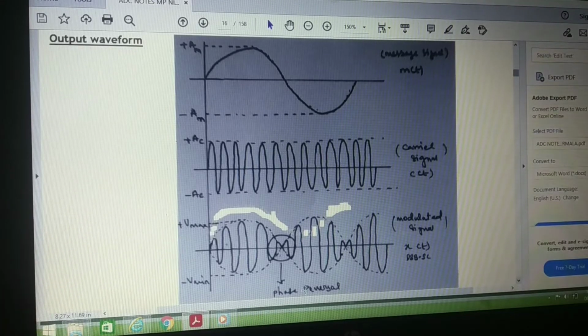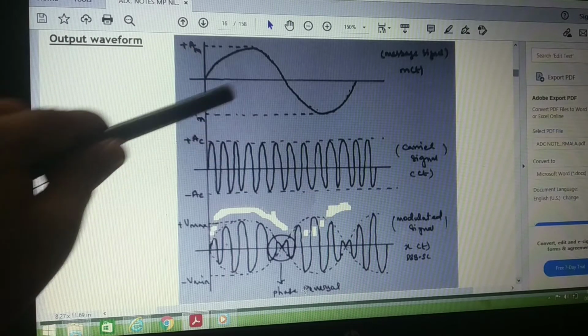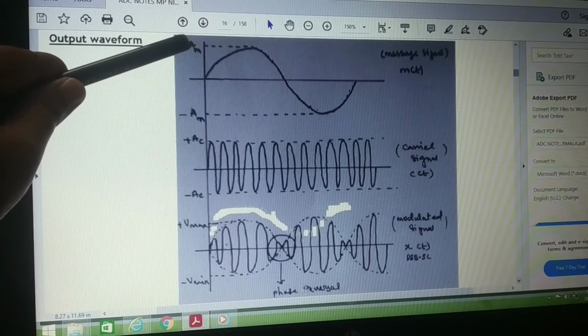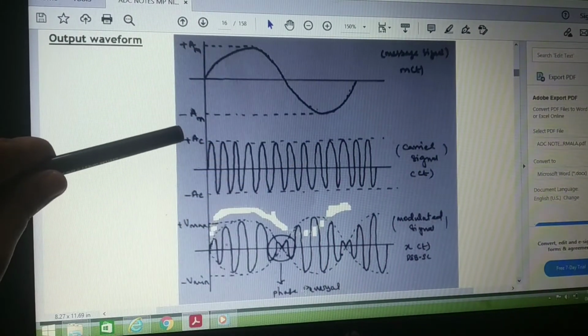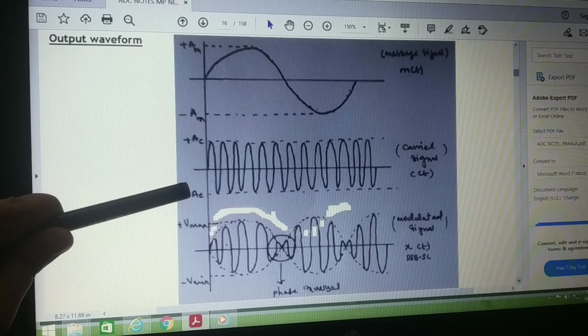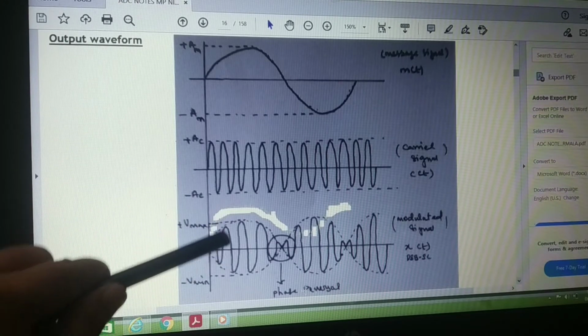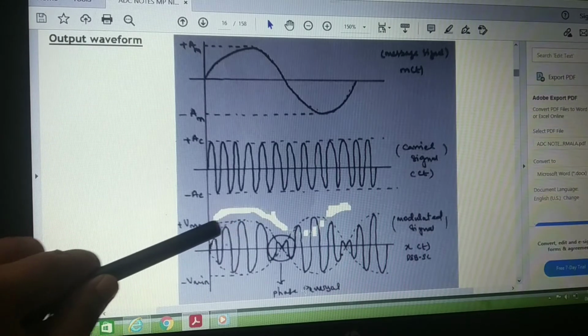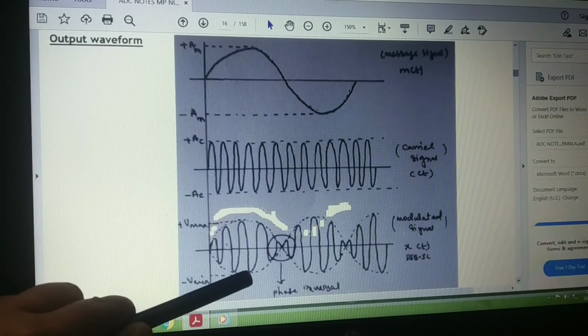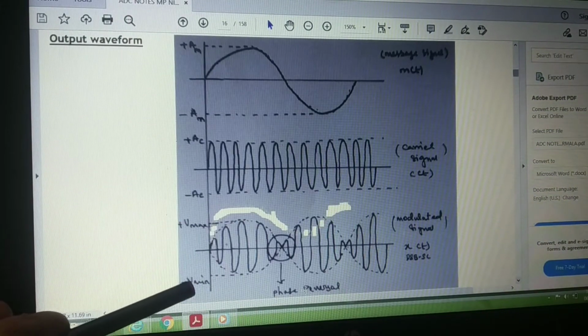This is the double sideband suppressed carrier amplitude modulated signal waveforms. This is the message signal with the amplitude varying from plus Am to minus Am. The carrier signal amplitude varies from plus Ac to minus Ac. This is the double sideband suppressed carrier signal. This peak point is Vmax, the maximum voltage. This point is Vmin, the minimum voltage.